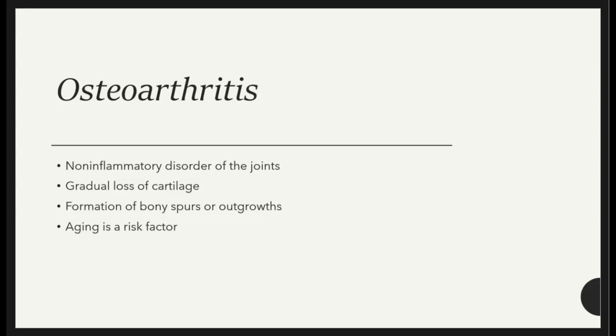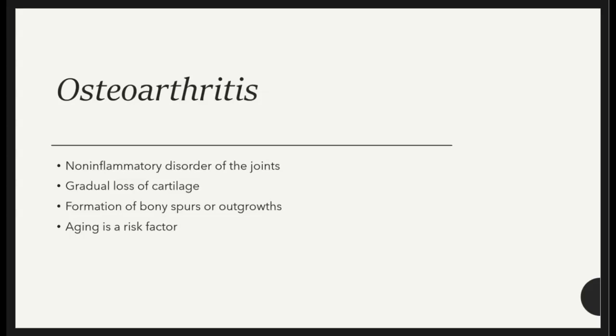Osteoarthritis is not a normal part of the aging process, unlike osteoporosis. So this is a disorder of the joints, and it's non-inflammatory. Generally, osteoarthritis is usually compared to rheumatoid arthritis. Rheumatoid arthritis is an inflammatory disorder, whereas osteoarthritis is non-inflammatory. It generally happens from, or causes, a gradual loss of the cartilage.